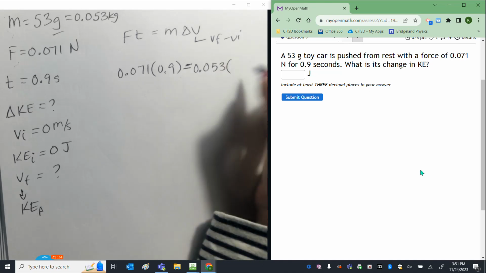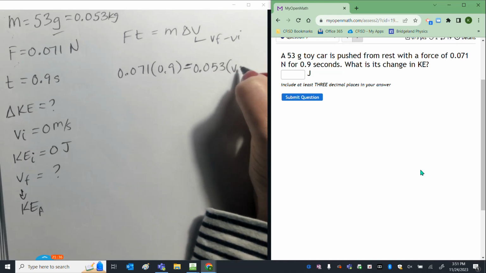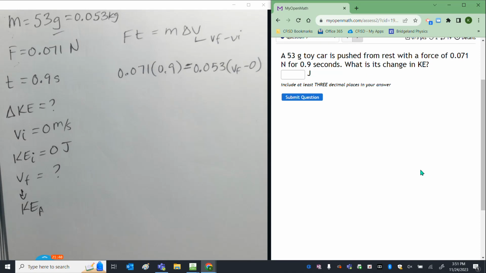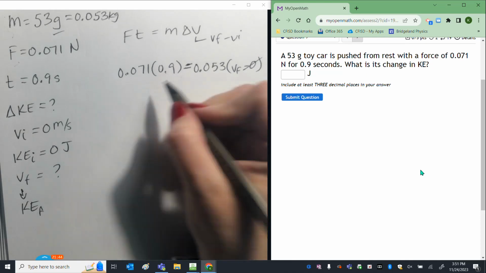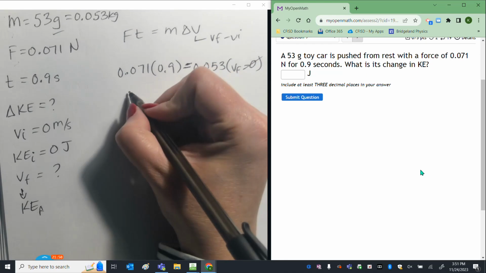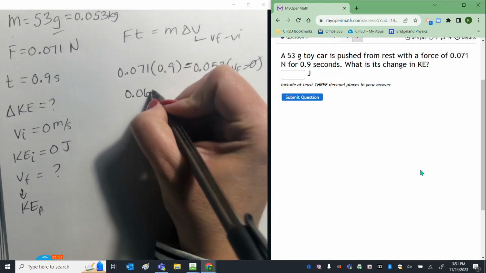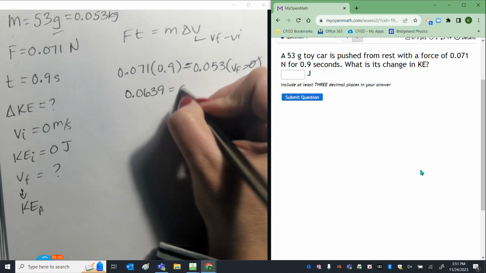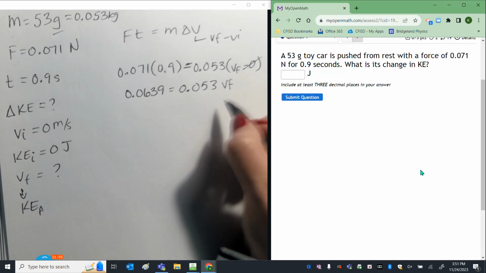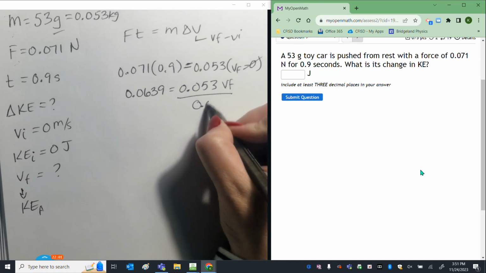0.053 times VF, which is what I need to find, minus 0, because that's VI. Now, of course, if I see minus 0, let's go ahead and get rid of that. Okay, so let's go ahead and multiply 0.071 times 0.9. That gives us on this side of our equation 0.0639 equals 0.053 times VF. We're going to divide both sides by 0.053.